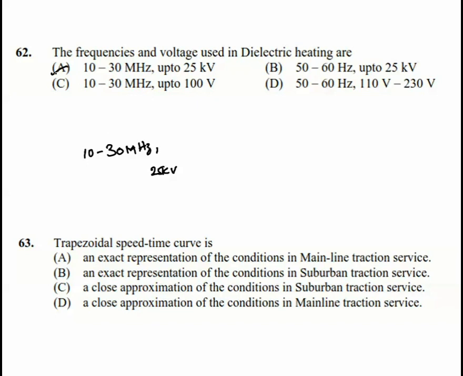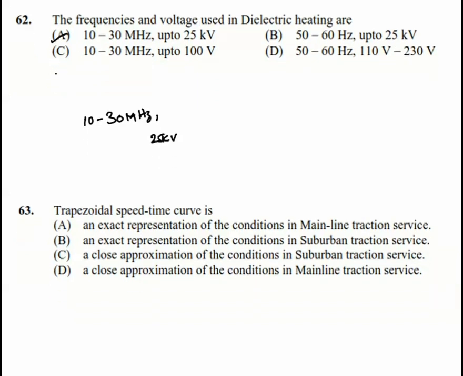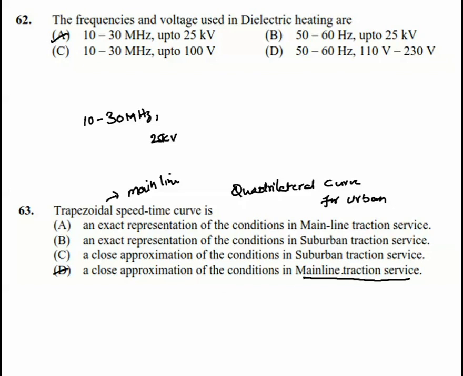And the next one: the trapezoidal curve is a close approximation in mainline services. Why? Because trapezoidal is for mainline services, and the quadrilateral curve is for urban services approximation values. So it is a close approximation to the mainline traction services, not an exact approximation only.